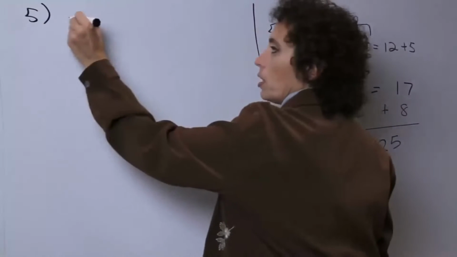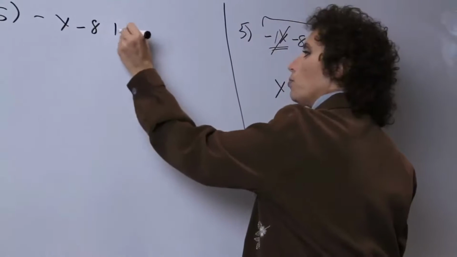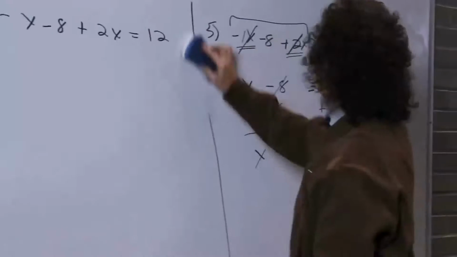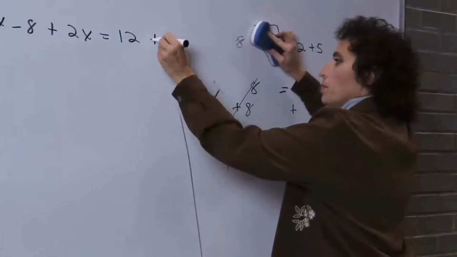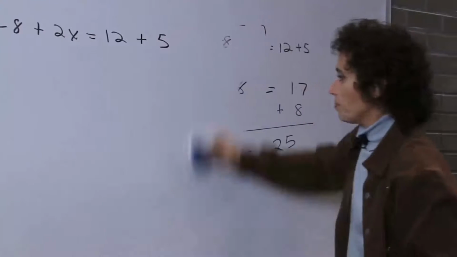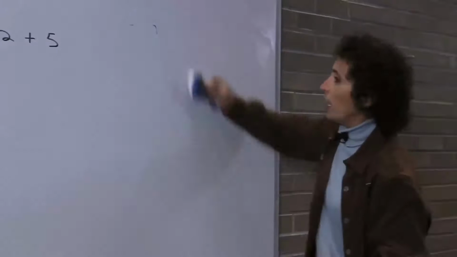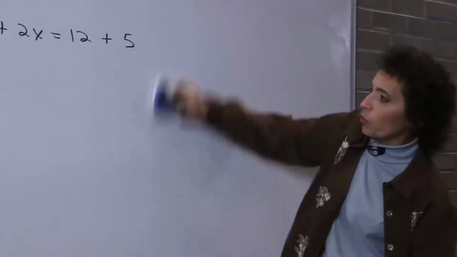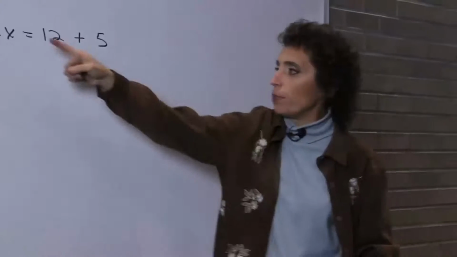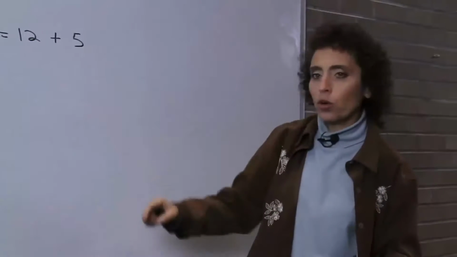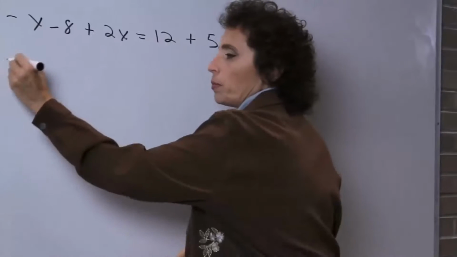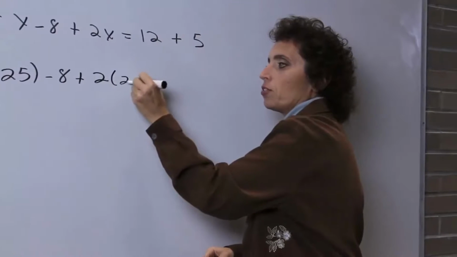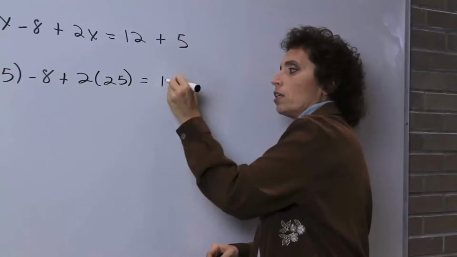Negative x minus 8 plus 2x equals 17, plus 5. It's okay, because I know it's 25. Okay, checking 25. 25 is going to make the left and the right side equal each other. So we already know the right side equals 17, so that means the left side will equal 17 also when I put in 25. So here we go. Remember, substitute, use parentheses. Don't lose sight of that parentheses.